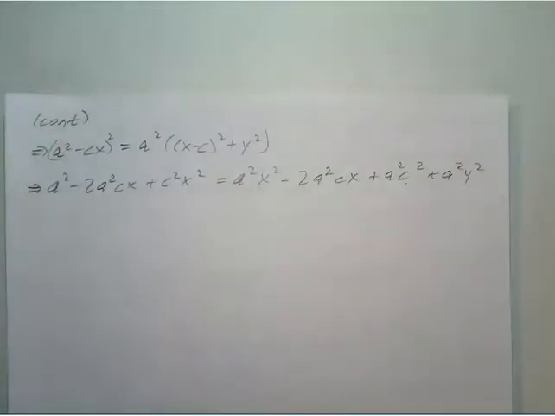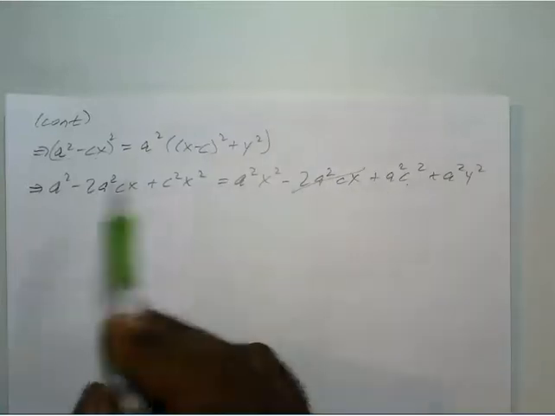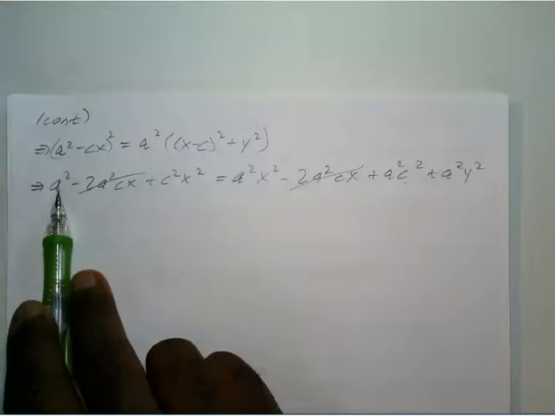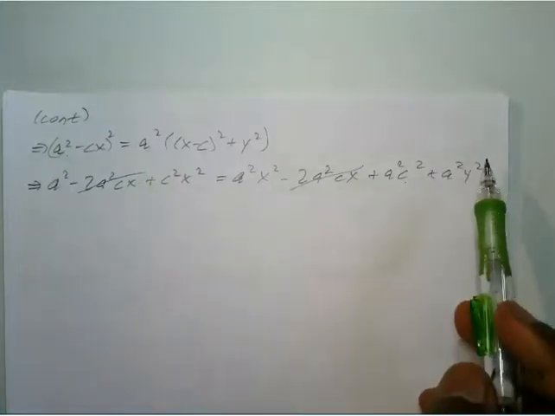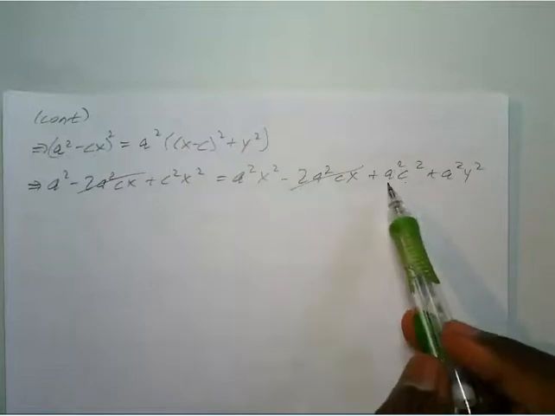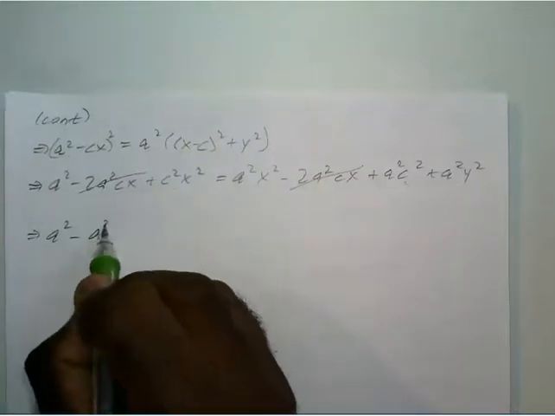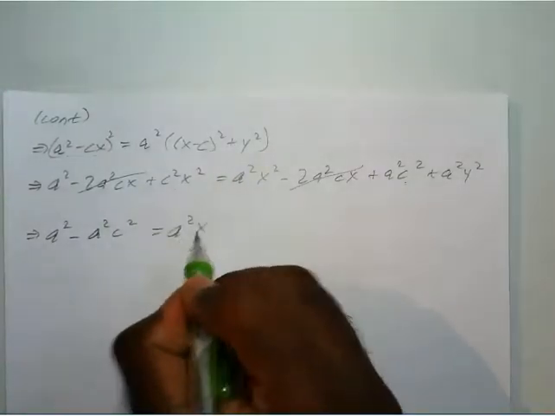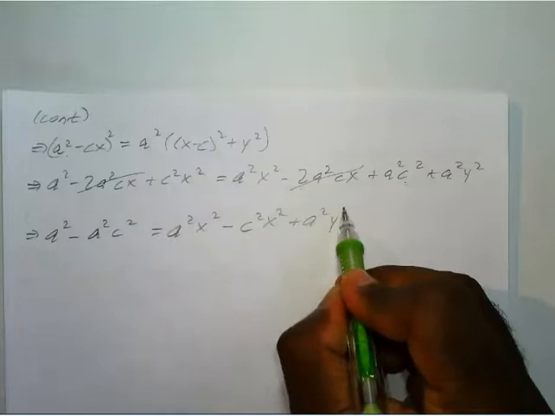All right. So if you notice here now, if we add 2a squared cx to both sides, those two cancel out. So on this side, we have a plus c squared x squared. But we're going to move this over to that side, and we're going to bring this a squared c squared over to this side. So if we subtract a squared c squared on both sides, that will equal a squared x squared minus c squared x squared plus a squared y squared, because we still have that term there.